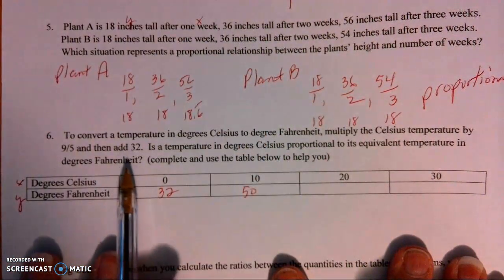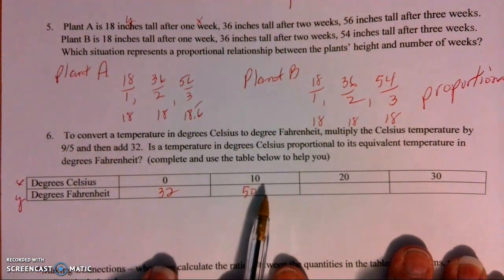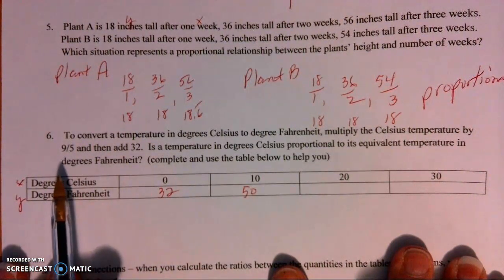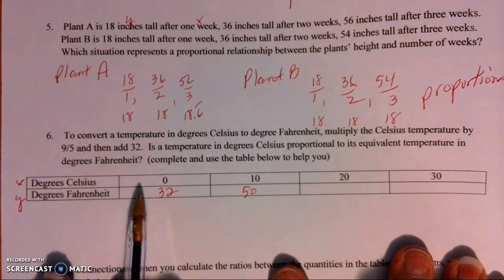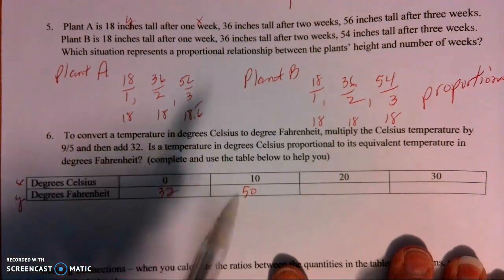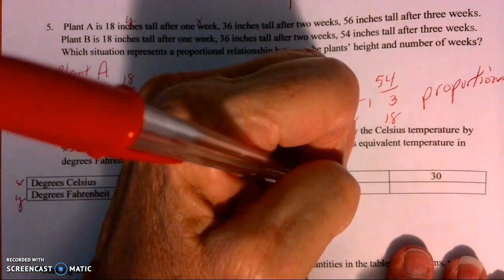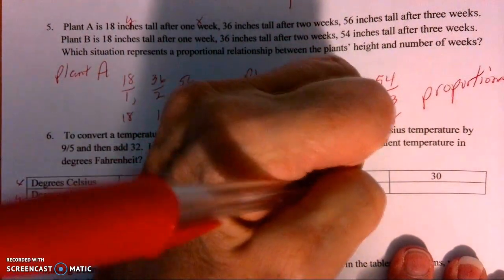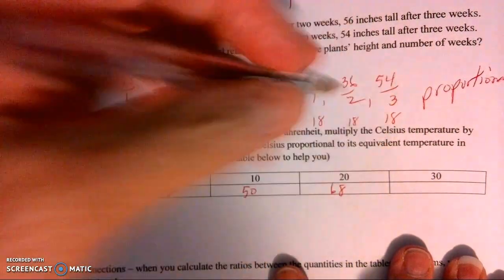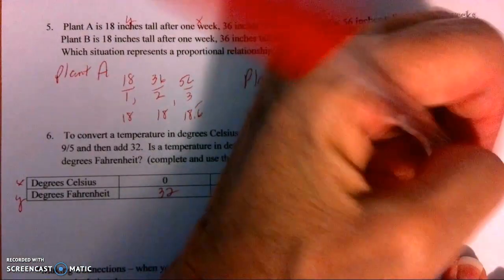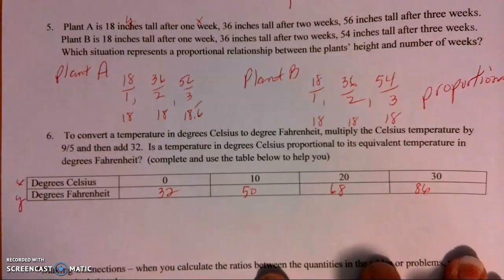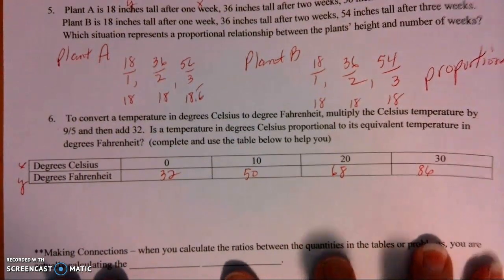And again, I'm just going through and solving this. This is how I'm getting these answers. I'm multiplying 9/5 times the Celsius, and then I'm just adding 32. So 20 times 9/5 plus 32 is 68. 30 times 9/5 plus 32 is 86. So now I want to see, is this a proportional relationship?